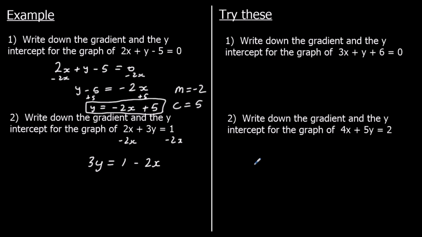I could have written these the other way around and put minus 2x plus 1. But it doesn't matter which way round. You just need to know that the gradient is the one with the x. But I haven't got y by itself. I've got 3y. So how can I get y by itself?